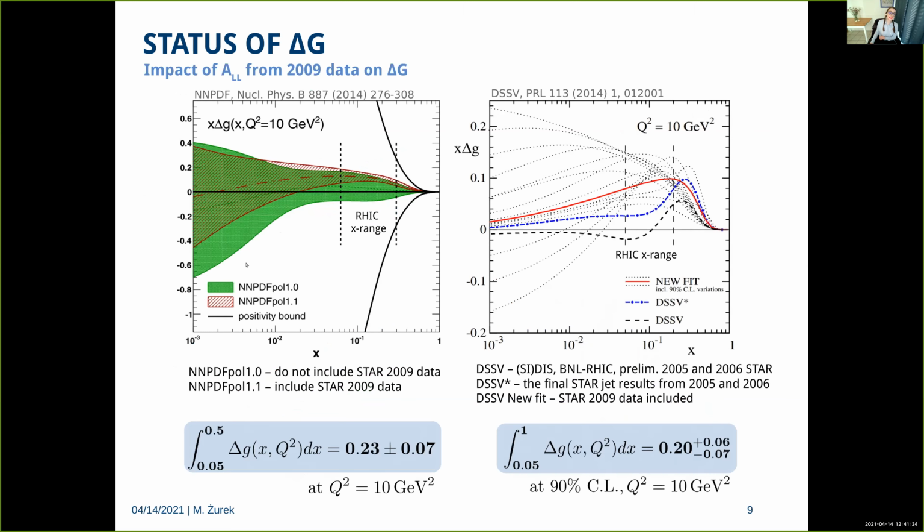And in this plot, you can see the helicity distribution functions from two theoretical collaborations, namely NNPDF and DSSV, which show the impact of this data when included in the global fit. For example, on this left-hand plot, you can see that including jets really brings it to the positive delta G. And here you can see the integrated delta G over different regions of x, and how much it contributes in this region and at this Q squared to the overall spin of the proton.